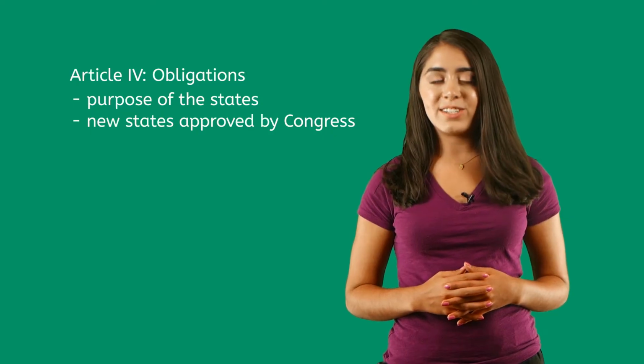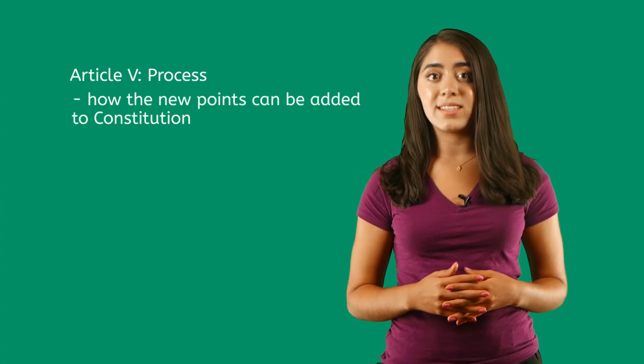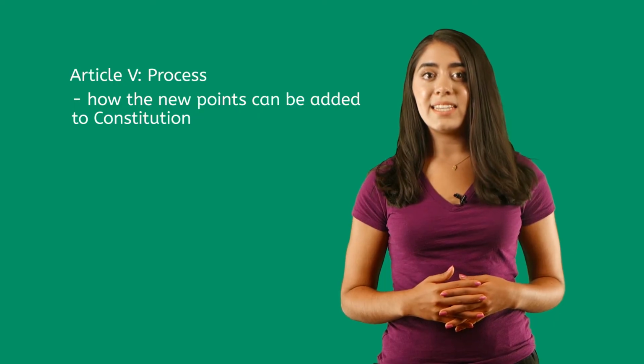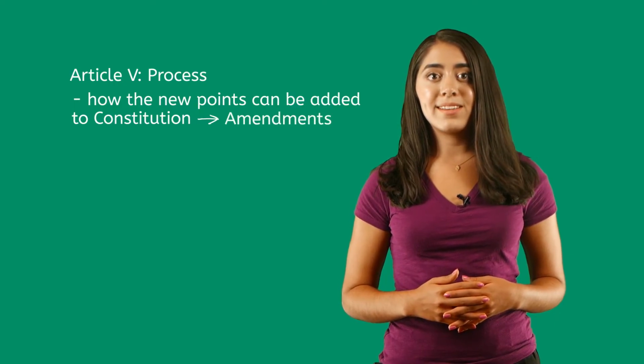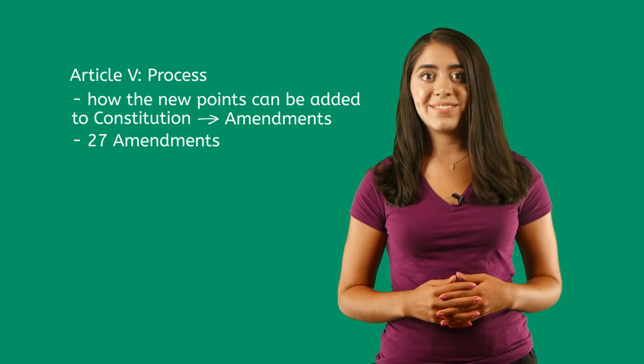Article 4 explains the purpose of the states and that new states may be added to the U.S. as long as Congress approves. Article 5 talks about the process of how new points can be added to the Constitution. These additions are called amendments. So far, 27 of these amendments have been made.